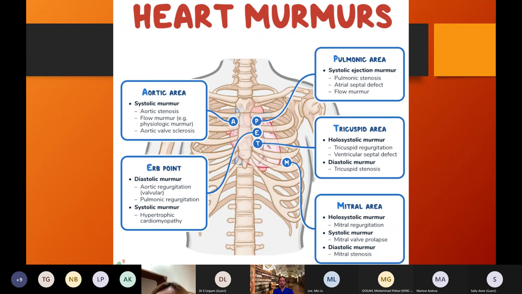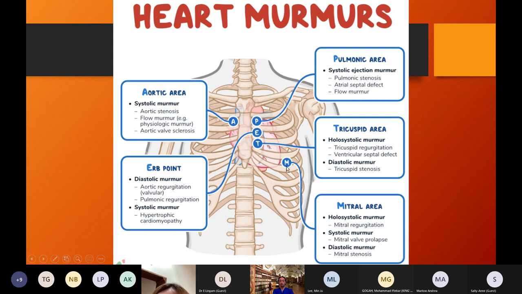You can hear the pulmonic stenosis, which is very uncommon, or a flow murmur as well. A bit further down, the third space is the Erb's point, as we call it, and you can hear, very typically, the aortic regurgitation or pulmonary regurgitation. You can also, because here is the LV outflow tract, hear the murmur of hypertrophic cardiomyopathy. Further down to the tricuspid area, we can hear the holosystolic murmur of tricuspid regurgitation.